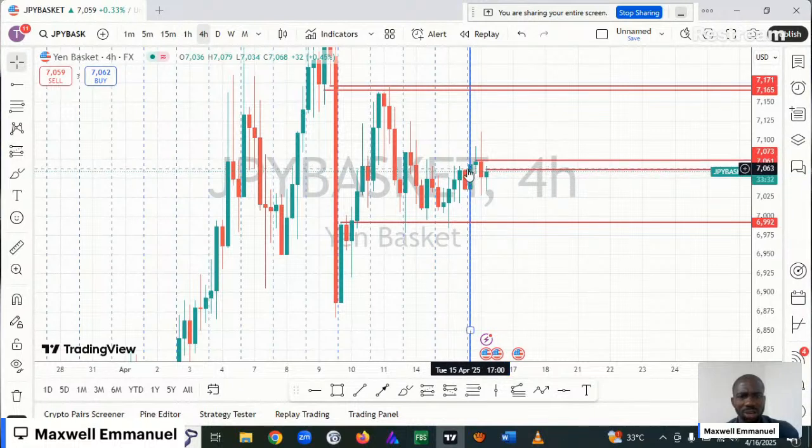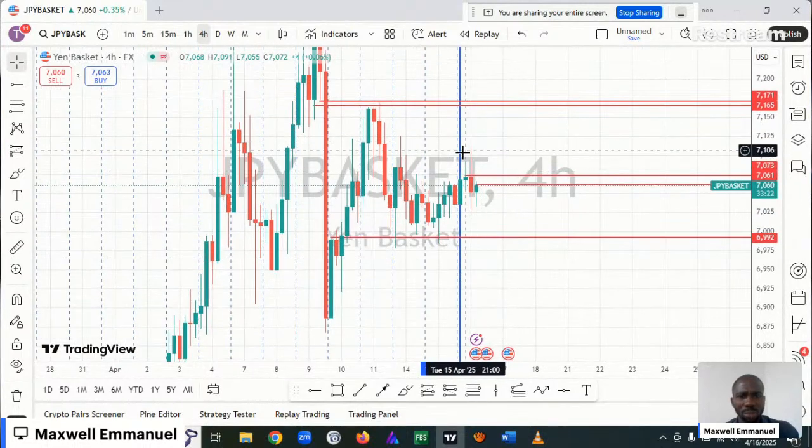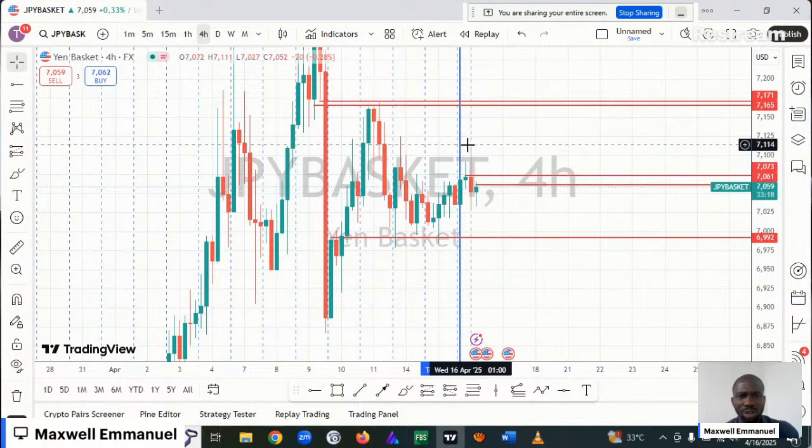You see this 4 hour candle close above that resistance. This indicates that there's more demand on JPY, on yen baskets. So with the current 4 hour closing bullish, it might go for the liquidity residing at this previous high.